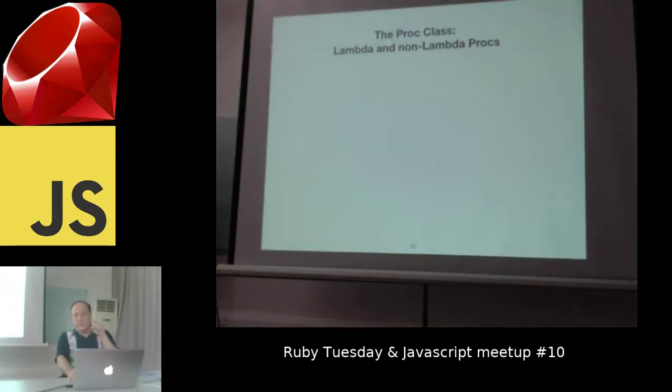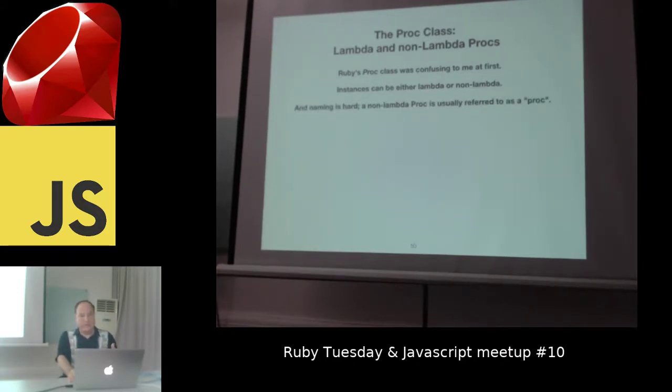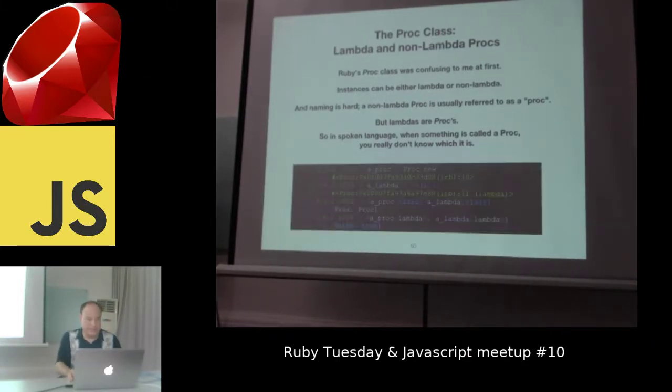So the proc class is very confusing. Ruby's proc class, proc instances can be either lambda or non-lambda, both. Naming is hard. When people name a non-lambda proc, they usually call it a proc or lowercase p. But lambdas are instances of the proc class. So when you're speaking, there is no way to differentiate between the two. And it's kind of a problem. I kind of wish that they had been two separate classes.